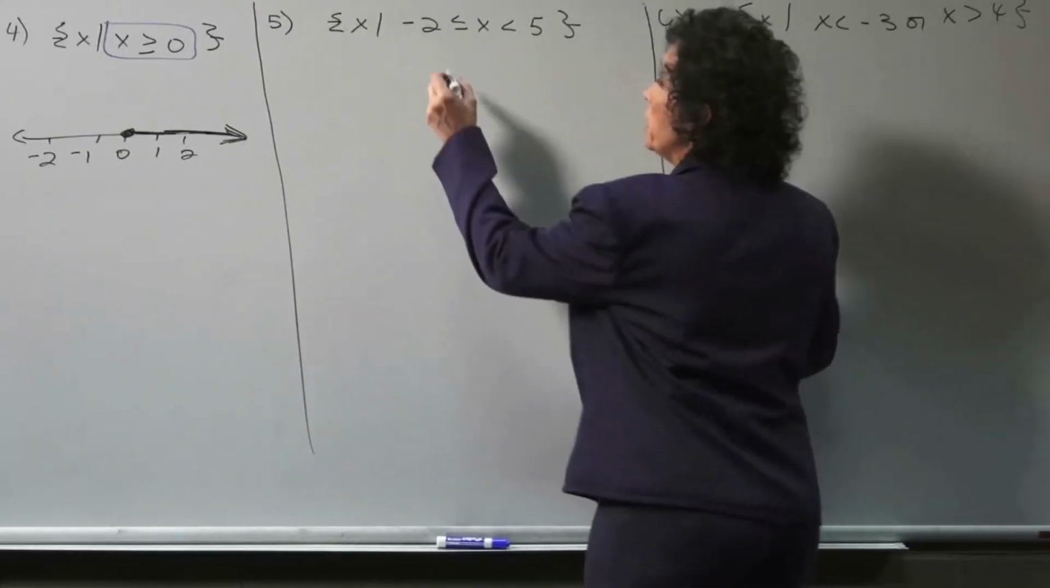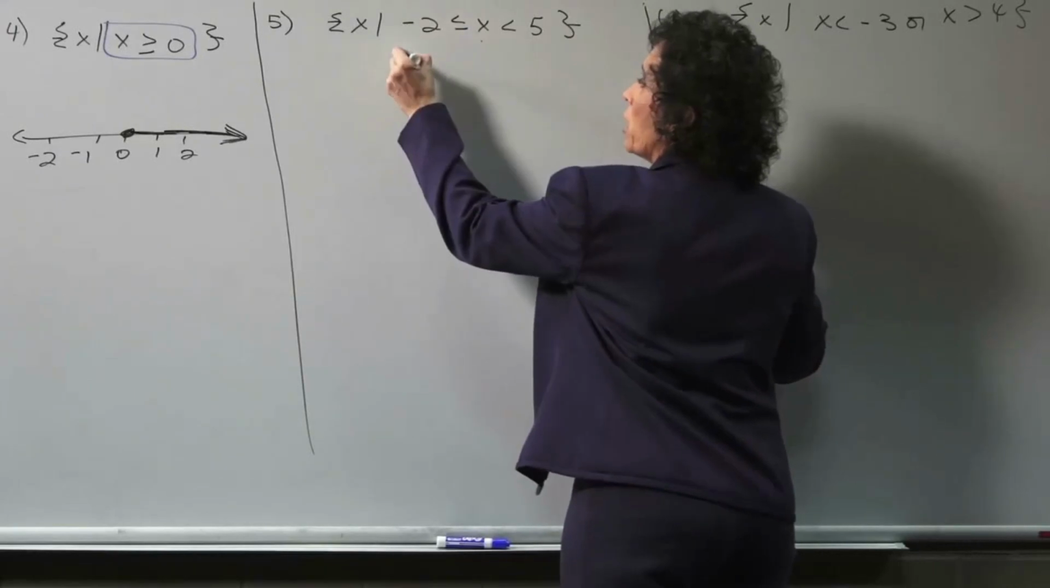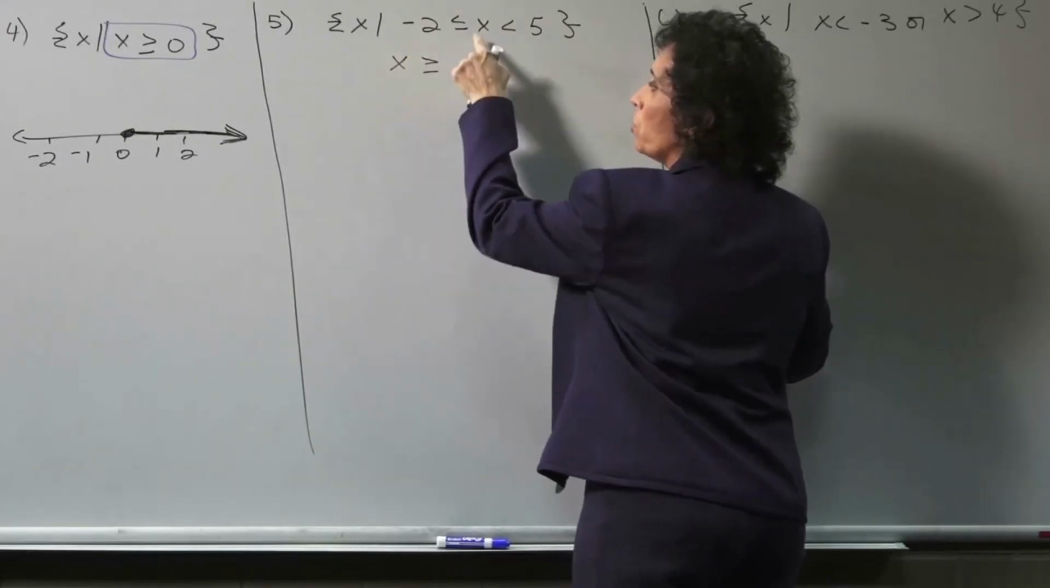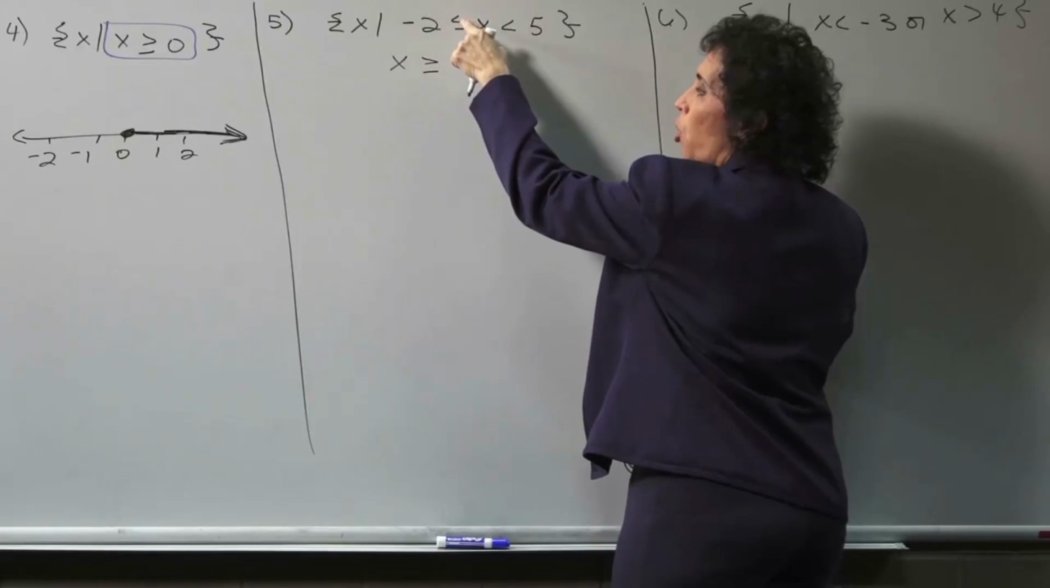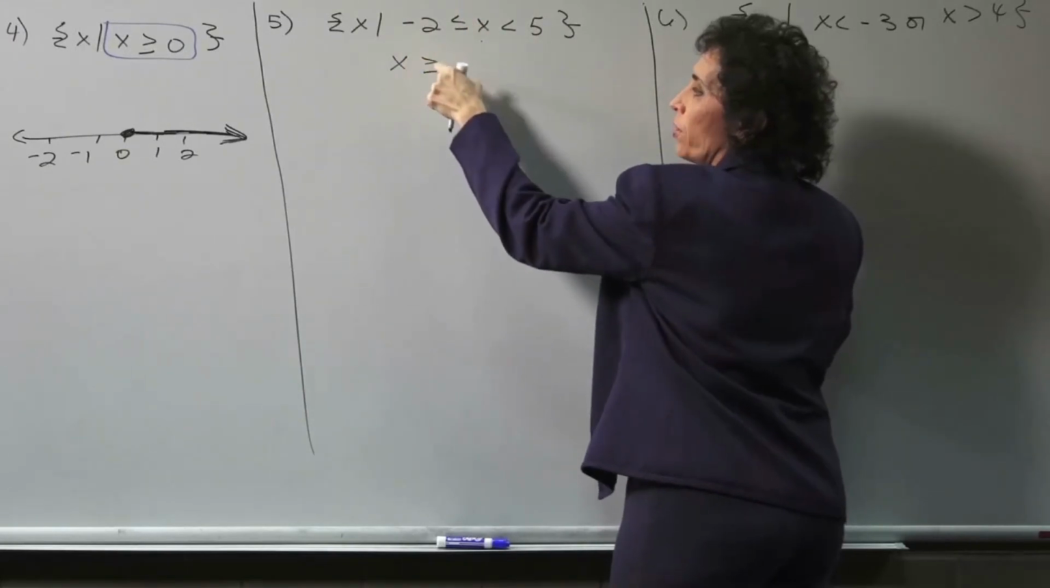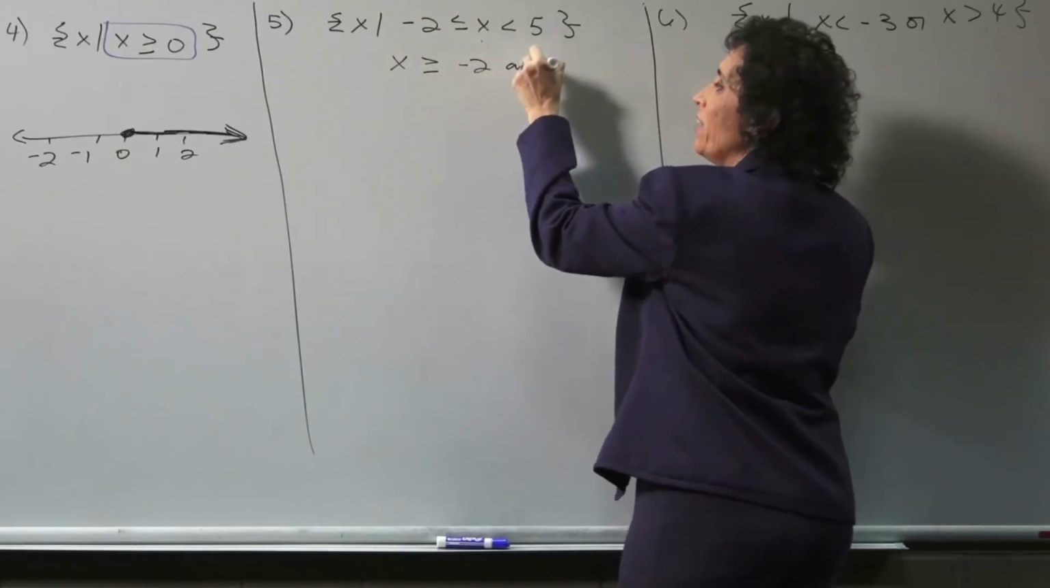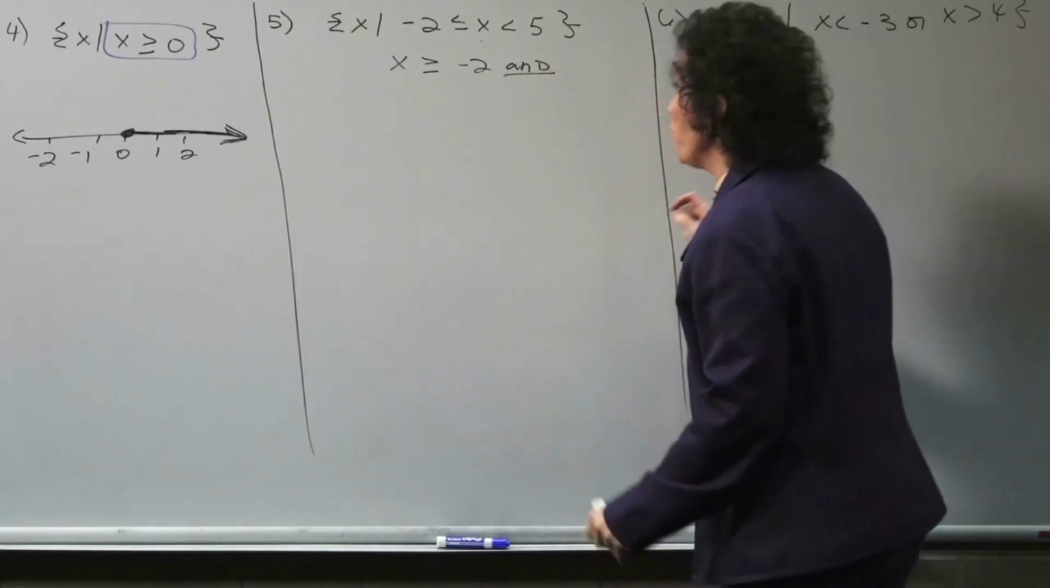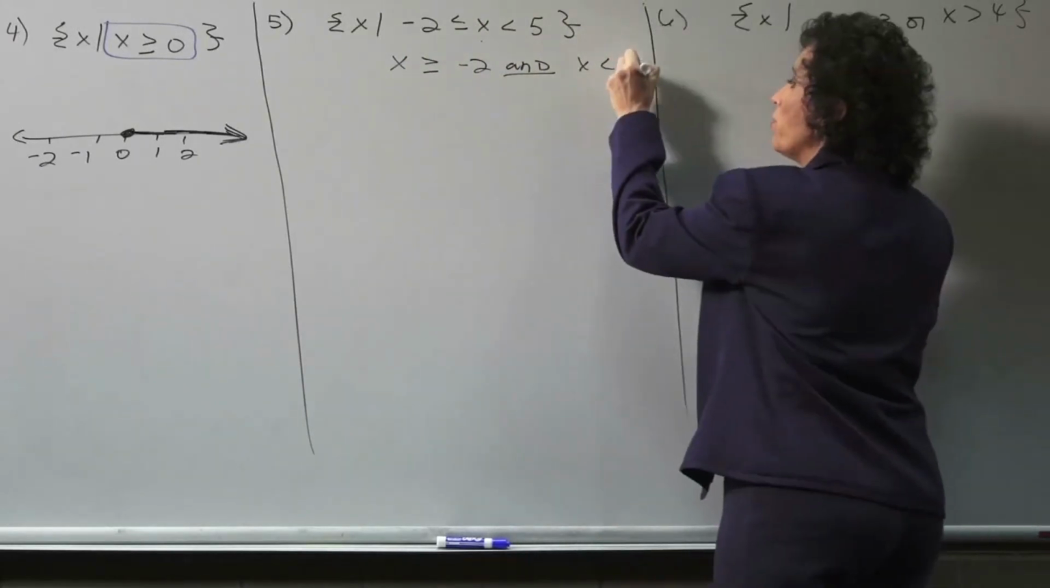This actually means, reading the x first, x is greater than or equal to, because the greater than, right? Open part is to the x. X is greater than or equal to -2. And, I know you don't see the and, but the and is there. X is less than 5.